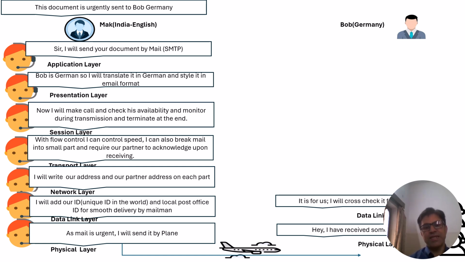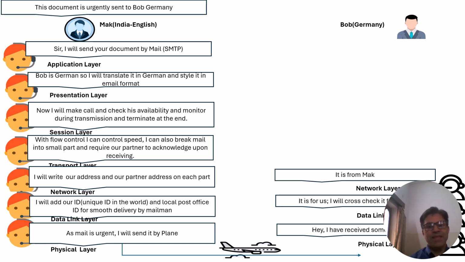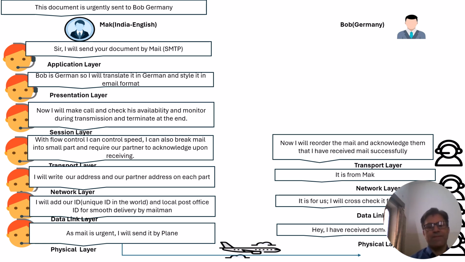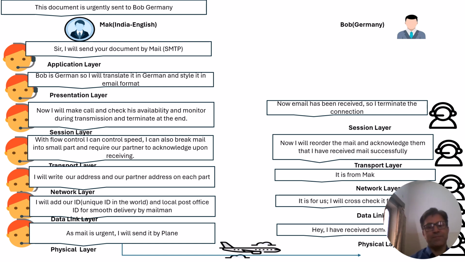Then the data link layer. It is also for us. I will cross check it. Then the network layer. It's okay for MAC. Now the transport layer. Now I will reorder and rearrange the mail, and acknowledge that I have received the mail successfully. Then the session layer comes. Now the mail has been received, so I terminate this connection.